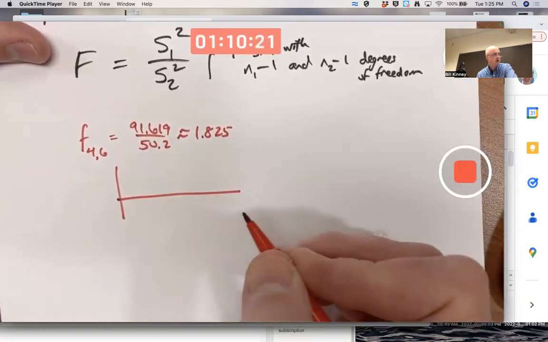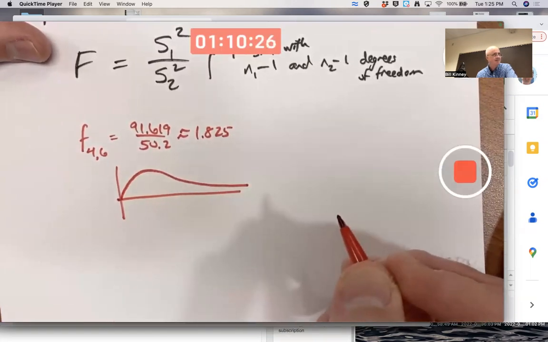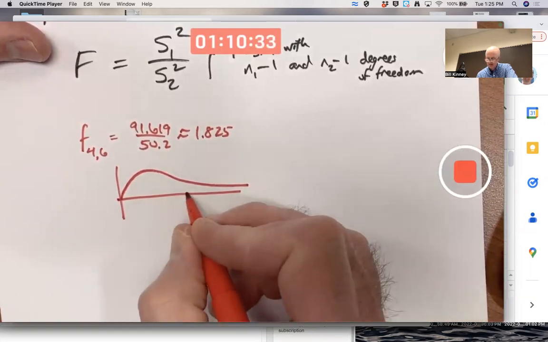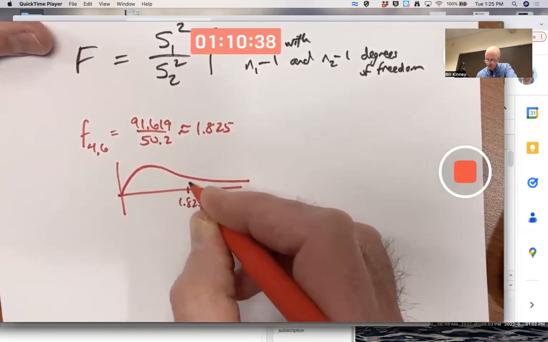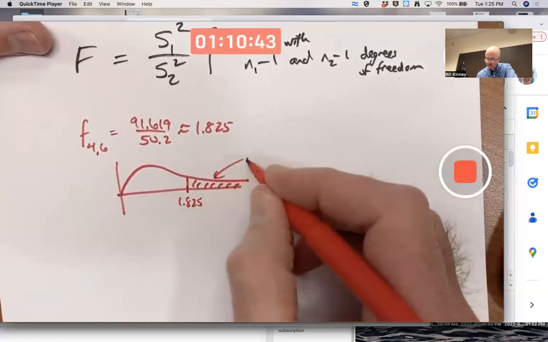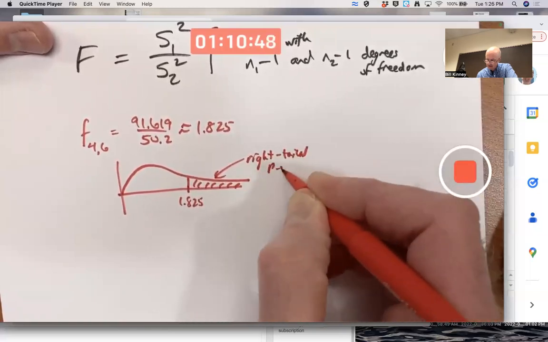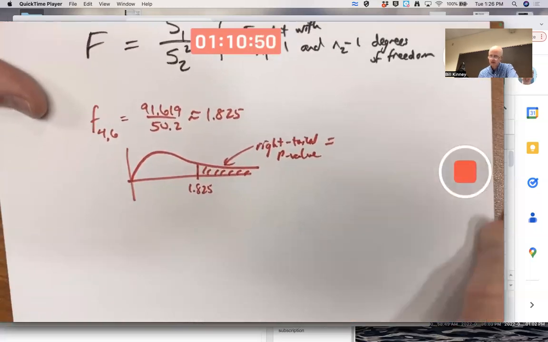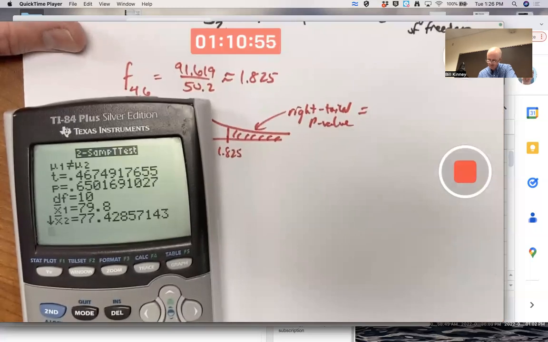What does the F distribution look like? It looks like this typically. It's not symmetric. It's not a normal curve or a t-distribution. The right-tailed p-value would be the area under this curve to the right of 1.825. That's the right-tailed p-value. What does it equal? Use technology or a table.